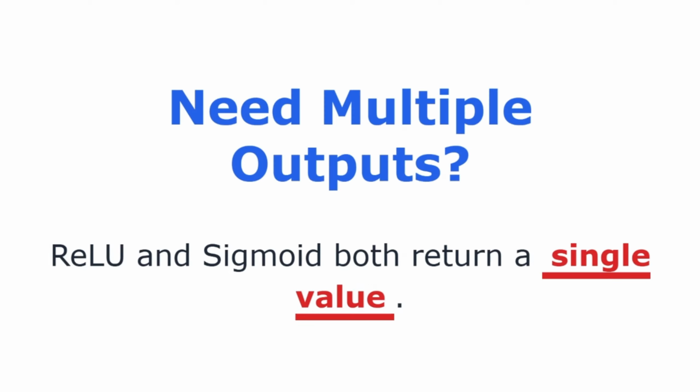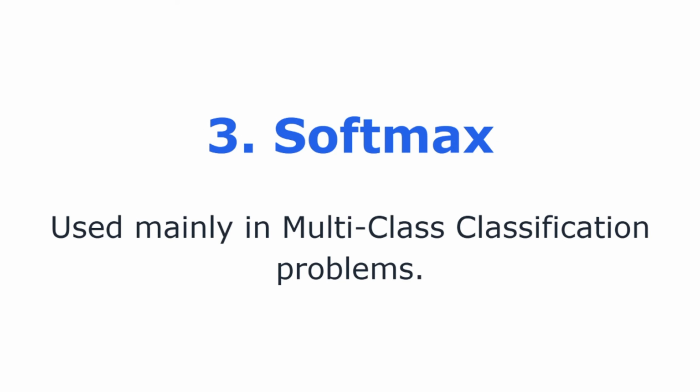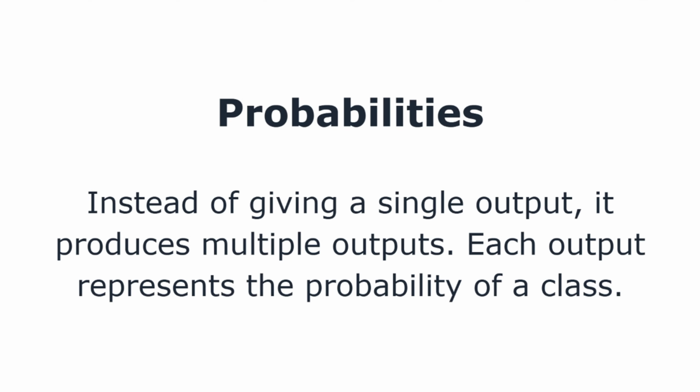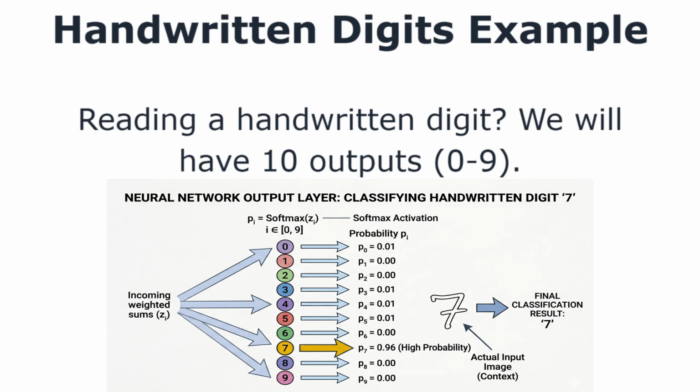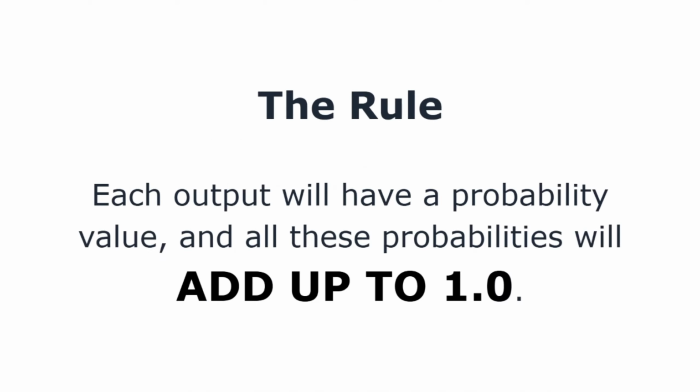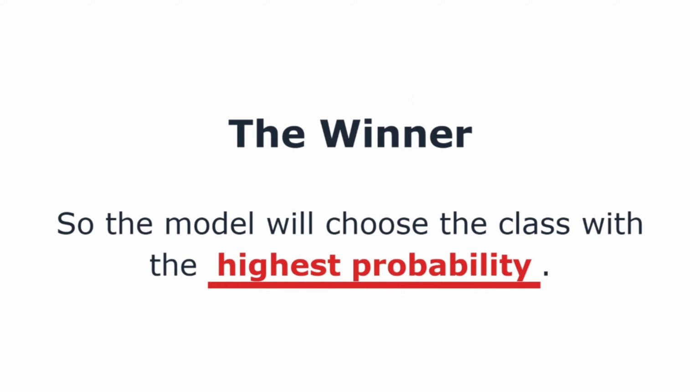ReLU and Sigmoid both return a single value. Now what if we need multiple outputs? For that we use a function called Softmax. Softmax is mainly used in multi-class classification problems. Instead of giving a single output, it produces multiple outputs. Each output represents the probability of a class. For example, if we are reading a handwritten digit, then we will have 10 outputs. Each output will have a probability value. And all these probabilities will add up to 1. So the model will choose the class with the highest probability.